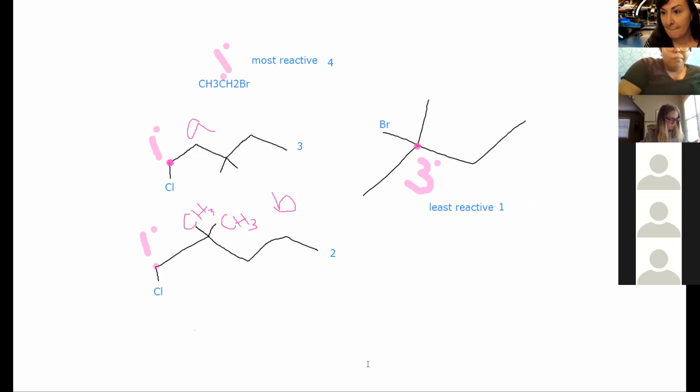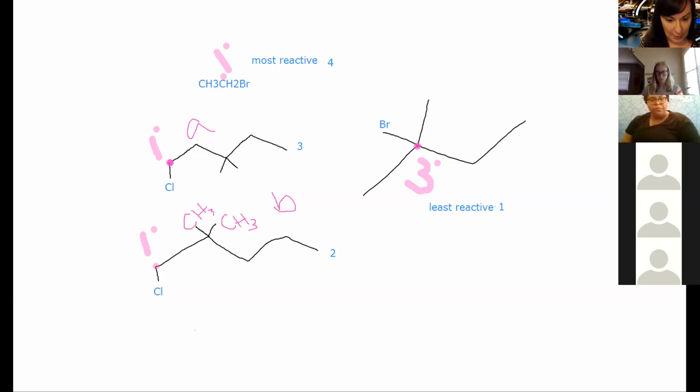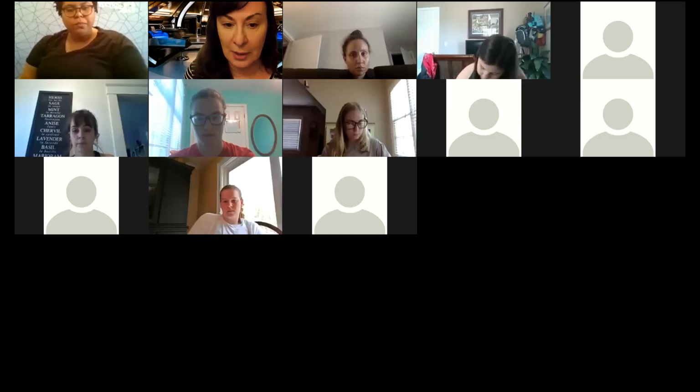Got that? So this would be 1, least reactive. 2, second least reactive because of the big bulky neighbors right next to it. 3, a little bit more reactive because the bulky neighbors are far away. And number 4, most reactive because it is primary, no big bulky neighbors, and an excellent leaving group. Did we get that? Okay, and I will make sure that I reflect that on the key because that was not included on that key.